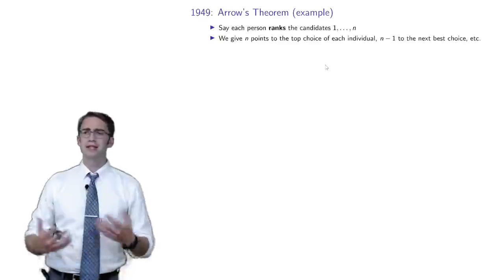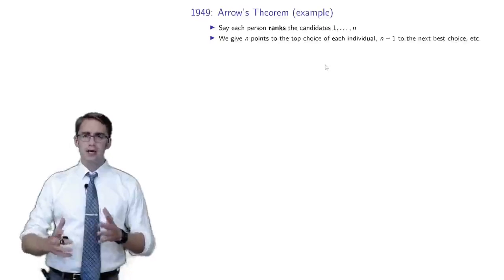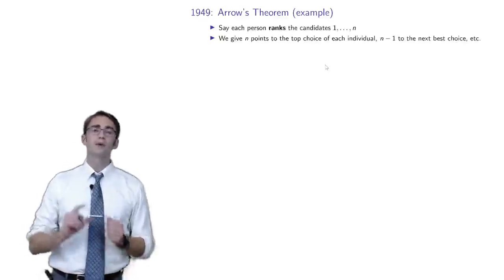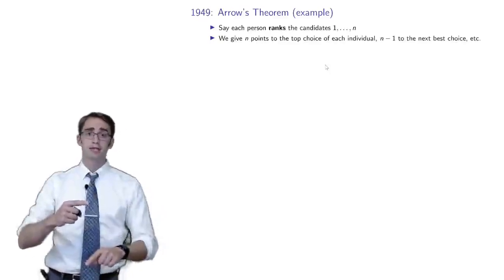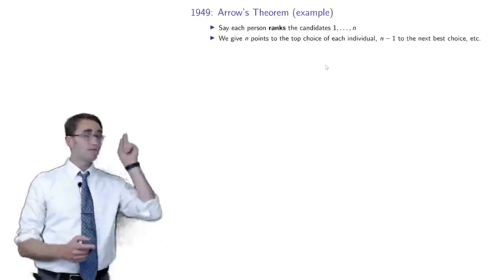Let's try and do something. Here's something that is sometimes suggested. We'd say, okay, now we're not just going to emphasize your favorite, but we're going to do the following. You have n candidates. Each person is going to rank those n candidates, and we'll say that the first choice gets n points.